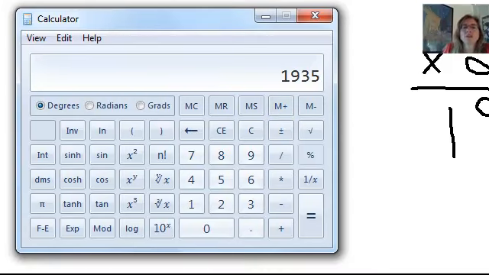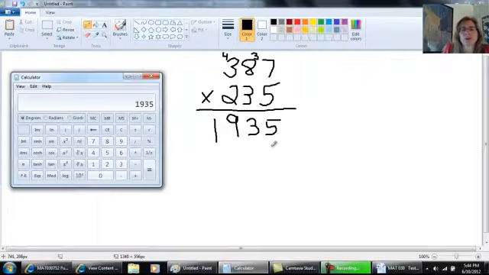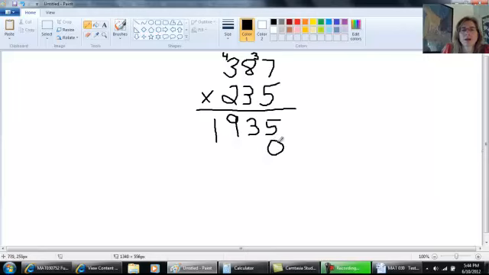So now we're going to do 387 times 3. But I have to start one place over. So I'm going to put a 0 there because I'm not going to start with my answer here. I'm going to start it here. So 3 times 7 is 21. And you can put a multiplication table beside you.